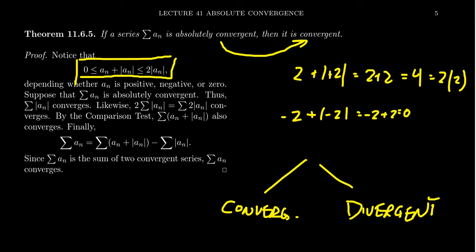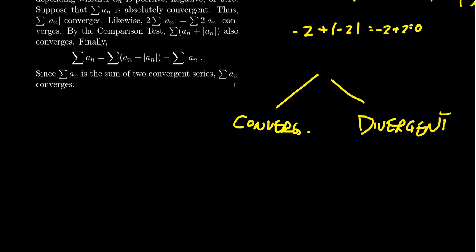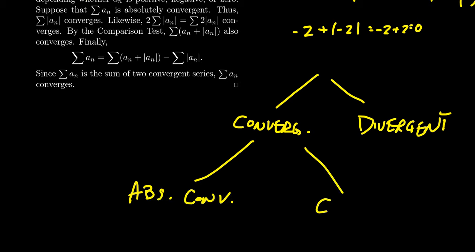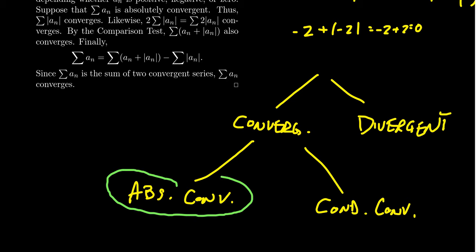But now the convergent family can break off into two subcategories. Convergent could end up being absolutely convergent, like we've seen before, or it could be conditionally convergent. These are the possibilities we have at hand. And so believe it or not, there are scenarios where it's easier to show that something is absolutely convergent than it is to show that it's convergent.